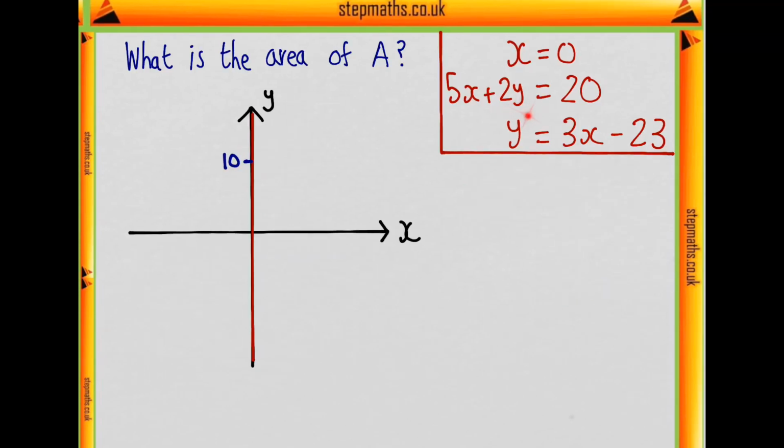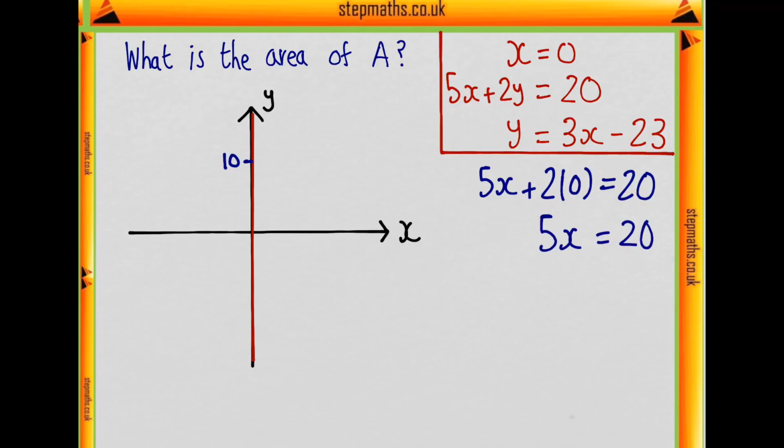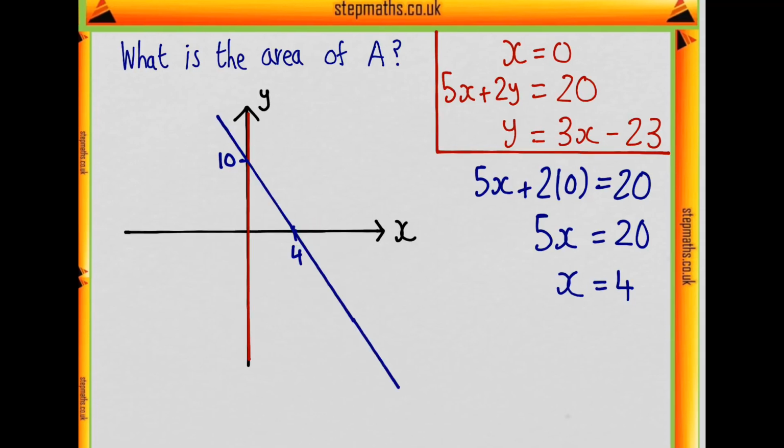Similarly, we can shove in y equals 0. So if we do that, we want to solve this: 5x plus 2 lots of 0 equals 20. 5x is 20, and x equals 4. And so we can put 4 on the graph here. And we can put in our line as such.